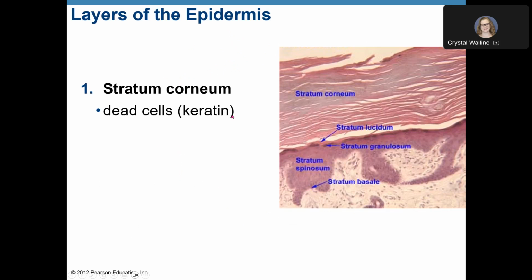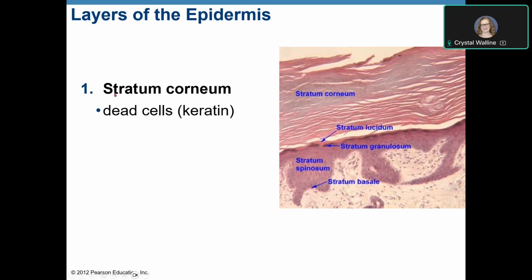First, let's talk about the layers of the epidermis. The number of layers depends on what type of skin you are looking at. If you're talking about thin skin, then there are 4 layers in the epidermis. If you were talking about thick skin, which is only found on the palms of the hands and the soles of the feet, thick skin has 5 layers. So we're going to examine thick skin here.